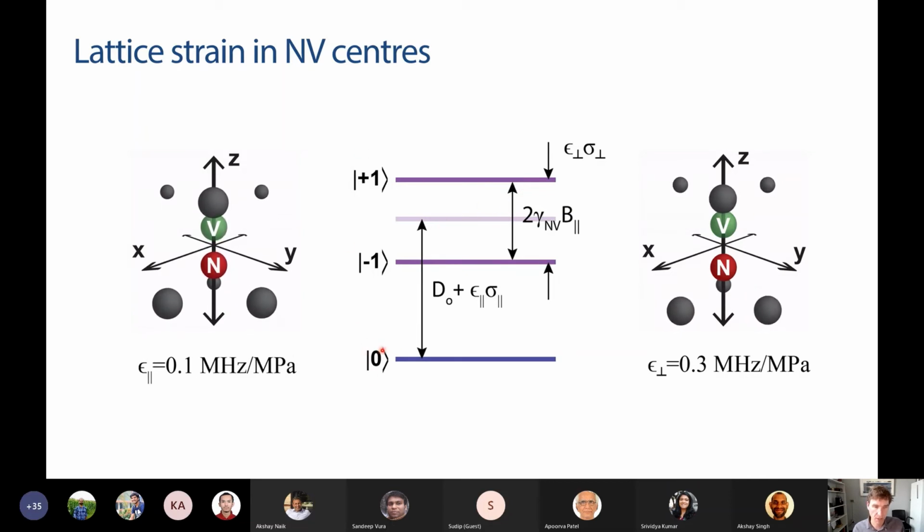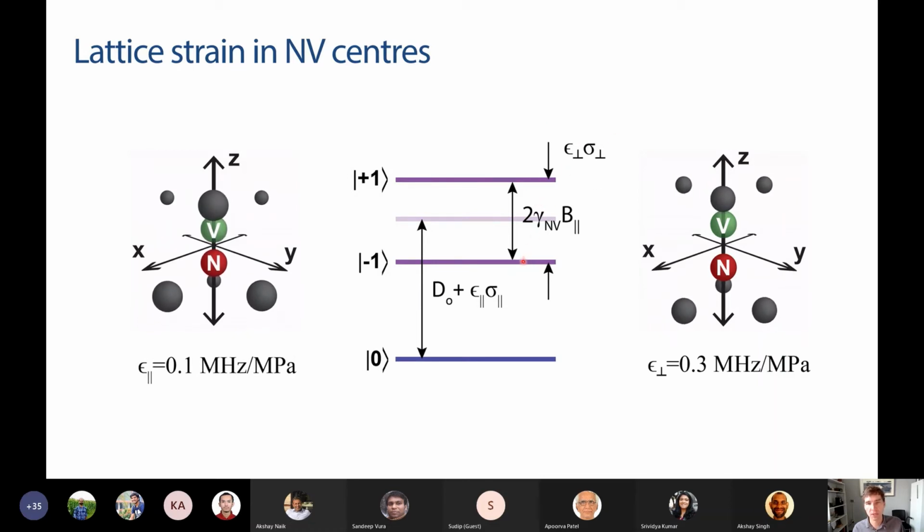And so we have a spin 0 ground state, and then we have a plus or minus 1 ground state in our system. They're split nominally by about 2.8 gigahertz intrinsically. And when we apply parallel stress, that shifts up the plus and minus 1 states relative to the 0 state. If we apply a perpendicular stress, it actually mixes the plus and minus 1 states directly. So this is what we'll be focused on in this talk.